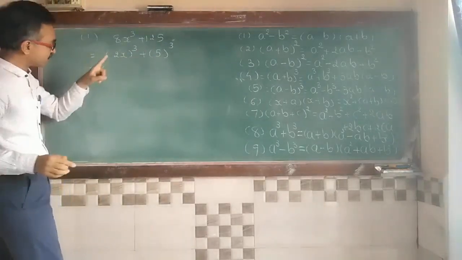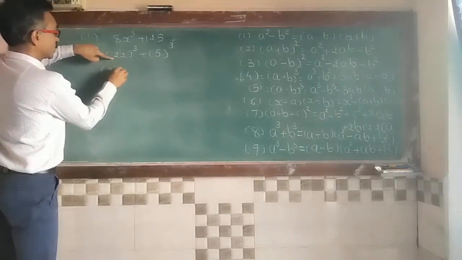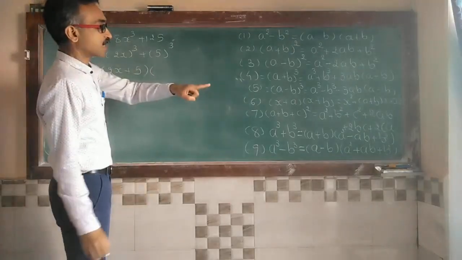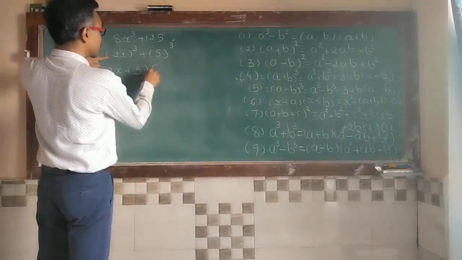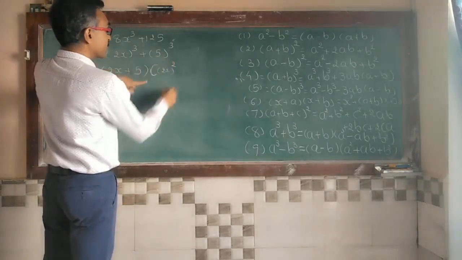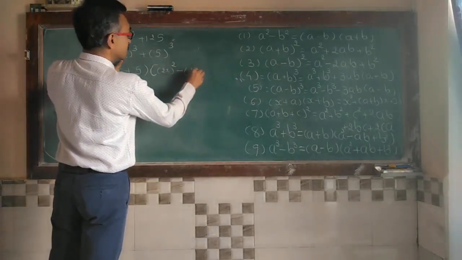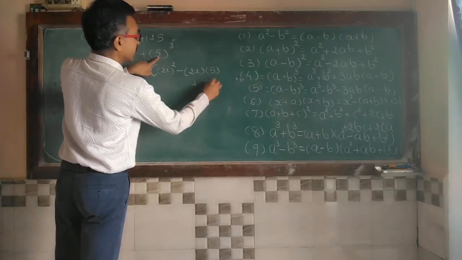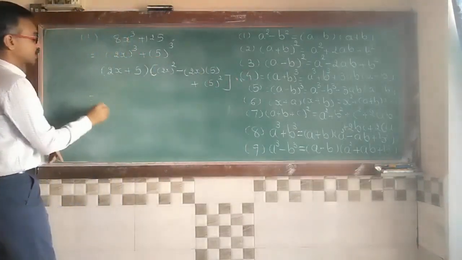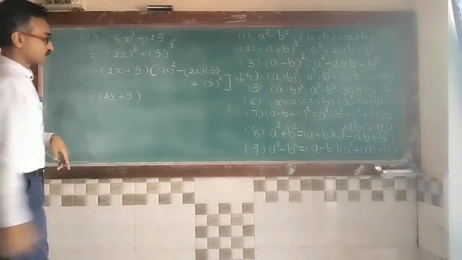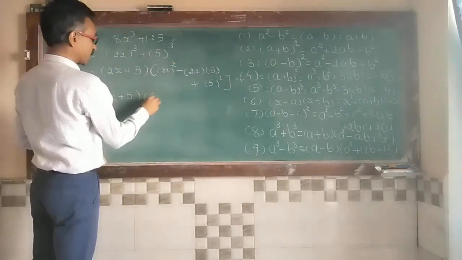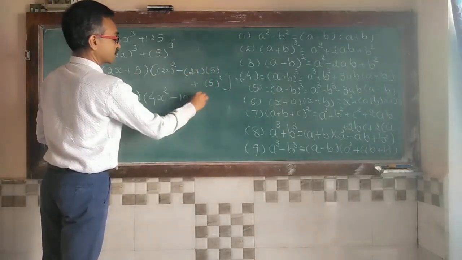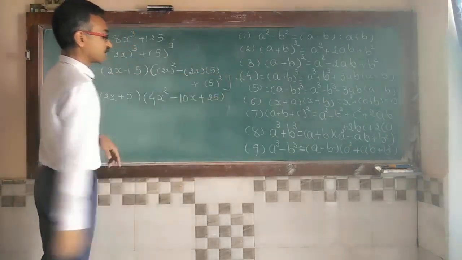So the first bracket is a plus b, that means 2x + 5, into the second bracket a^2 - ab + b^2. What is a^2? So (2x)^2 minus ab, where a is 2x and b is 5, plus b^2, that is 5^2. So the answer is (2x + 5)(4x^2 - 10x + 25).